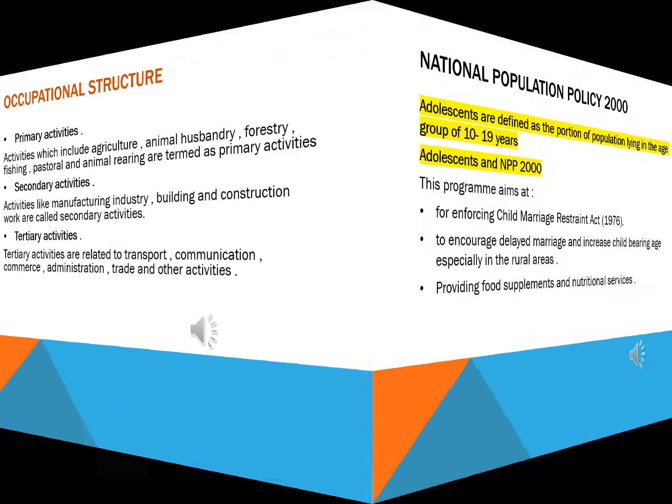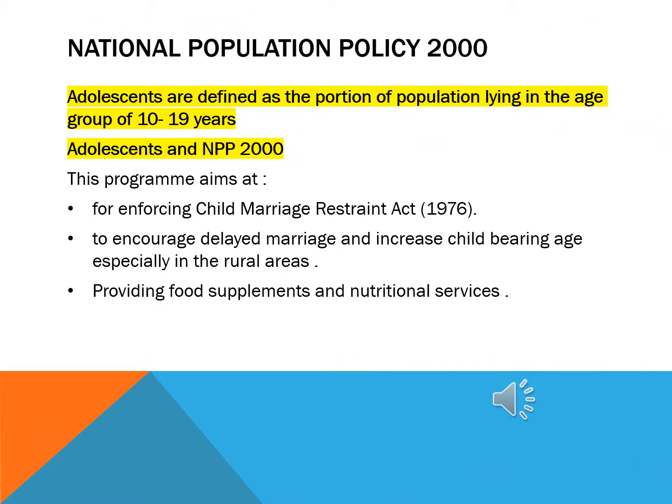National Population Policy 2000. Adolescents are defined as the portion of population lying in the age group of 10 to 19 years. Adolescents and NPP 2000. This program aims at enforcing the Child Marriage Restraint Act 1976 to encourage delayed marriage and increase childbearing age, especially in the rural areas, providing food supplements and nutritional services.